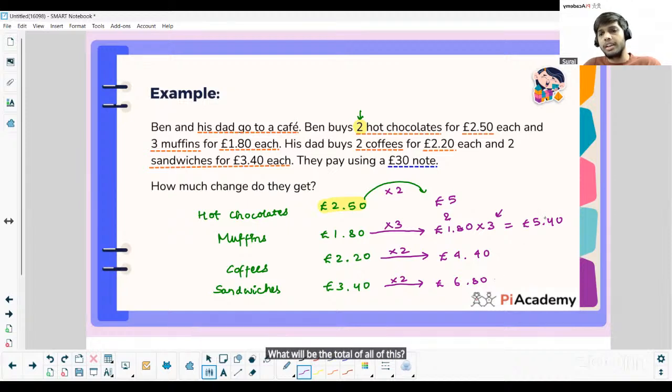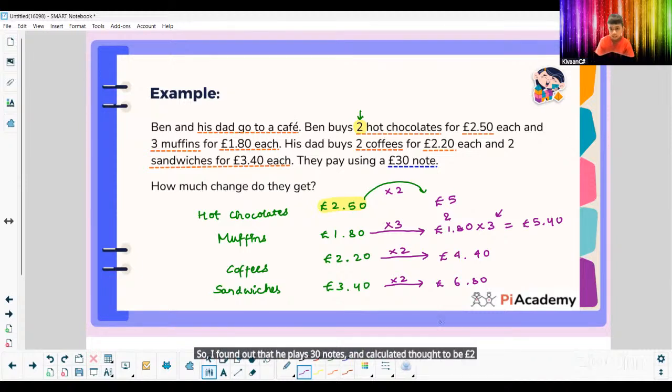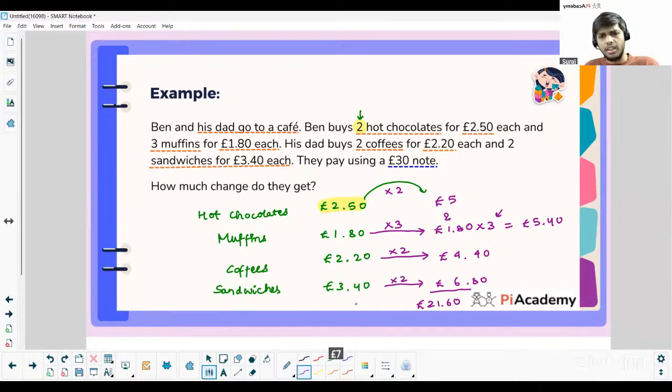Who has calculated it? Yes, Kian, go ahead. So I found out that he pays with a £30 note, and I calculated the total will be £21.60. So I have to minus £21.60 from £30, which is £7.40. £7.40. Okay, let us also check whether it is correct or not.